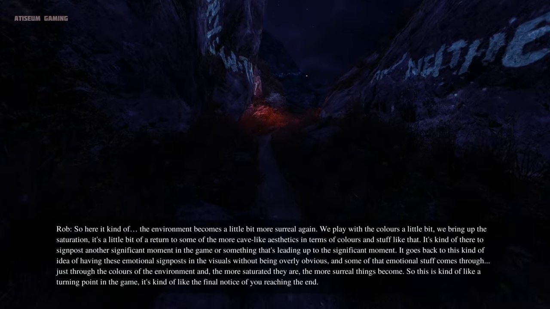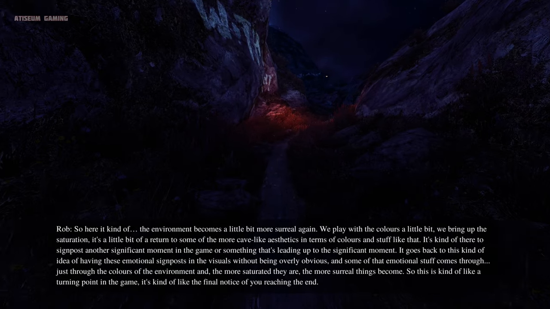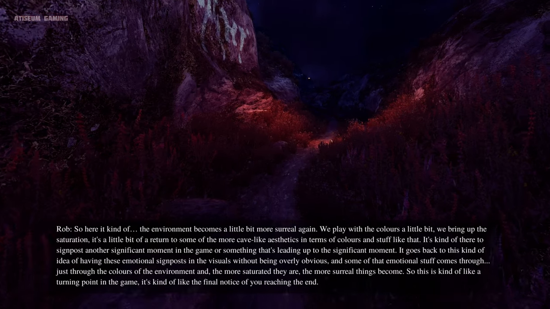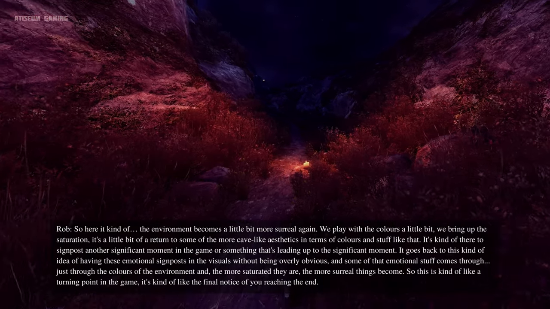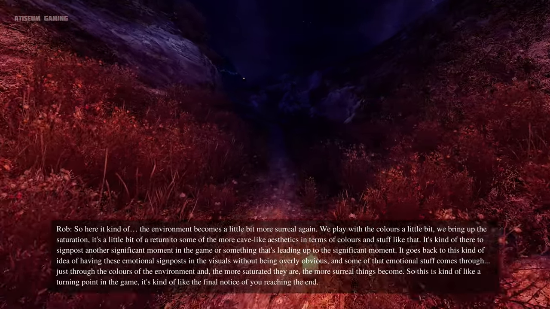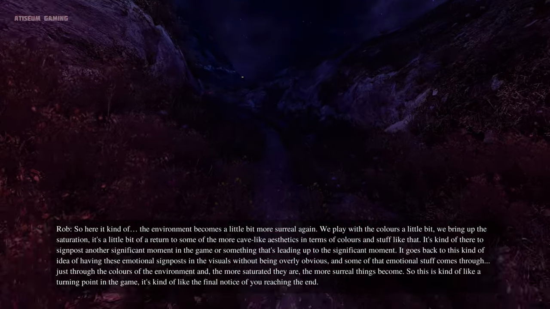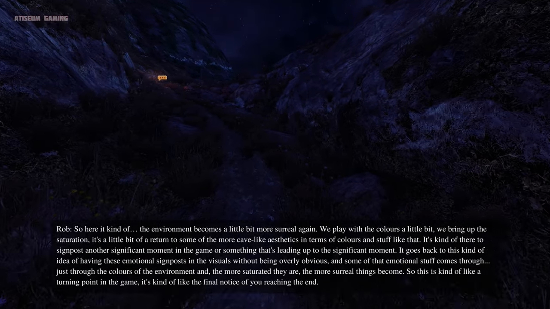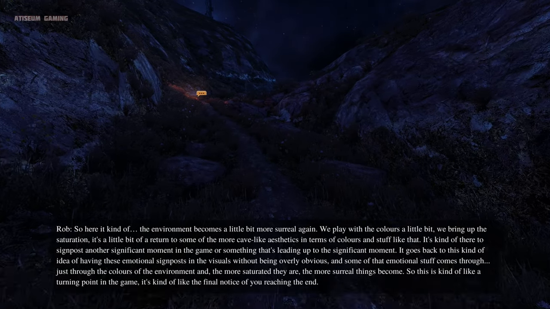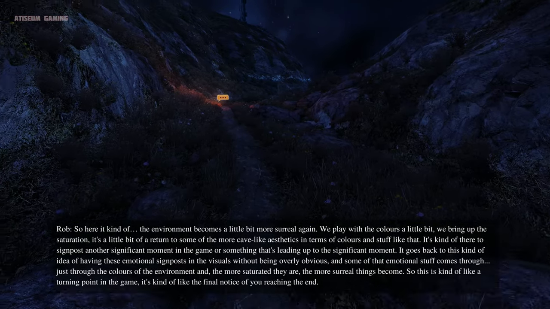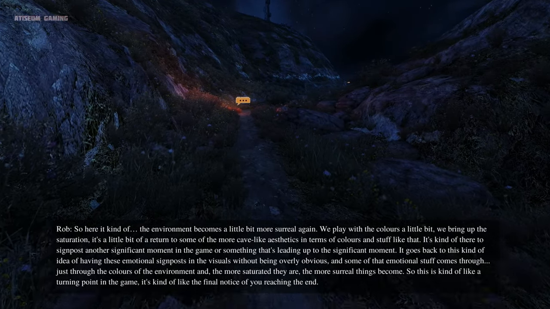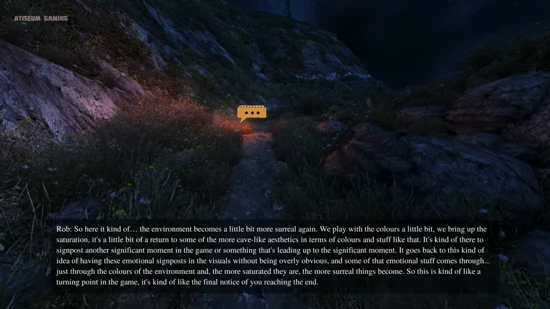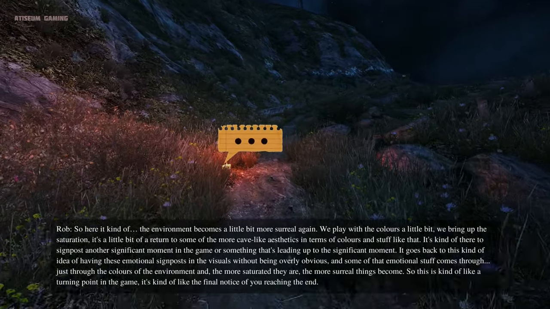So here the environment becomes a little bit more surreal again. We play with the colors a little bit, bring up the saturation. It's a little bit of a return to some of the more cave-like aesthetics in terms of colors and stuff like that. It's there to signpost another significant moment in the game, or something leading up to the significant moment. It goes back to this idea of having emotional signposts in the visuals of the game without it being overly obvious.